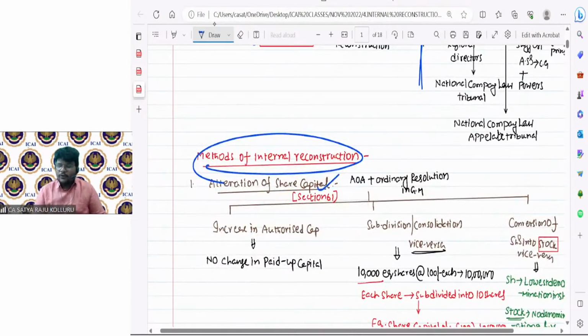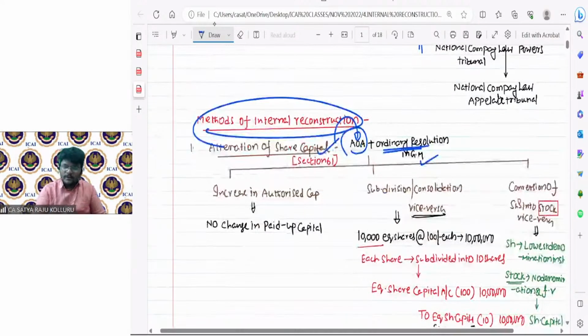So whenever you want to do the alteration of share capital, articles of association along with an ordinary resolution in the general meeting, you need to clearly present. Articles of association means there should be a provision in the articles of association that you are eligible to do that alteration of share capital. Then only the company is eligible, and an ordinary resolution needs to be passed in the general meeting.